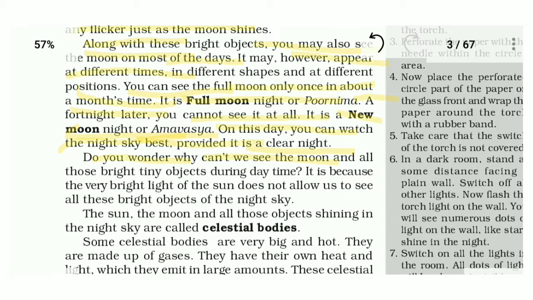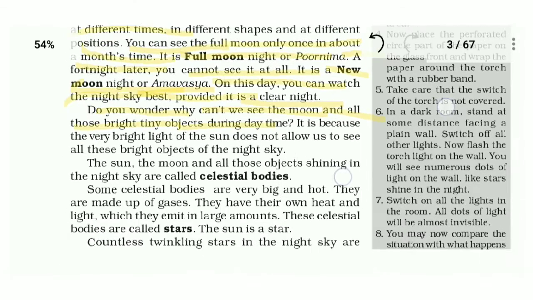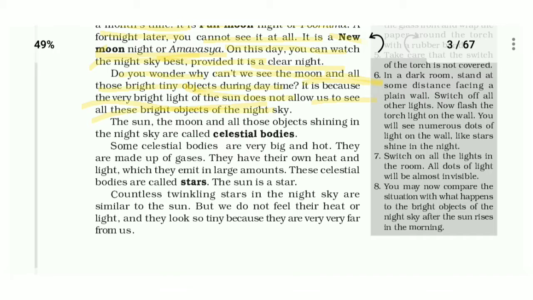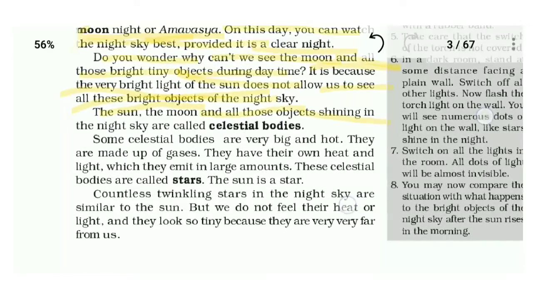Do you wonder why we can't see the moon and all those tiny objects during the day? If you have wondered why we can't see these objects in the day, they are always present in the sky, but we cannot see them in the day. The only reason is because the sunlight is very bright, which doesn't allow us to see the objects. And these objects like the moon are bodies which shine by the reflection of the sun. So the moon doesn't have its own light. Whatever light it has is just because of the sun.